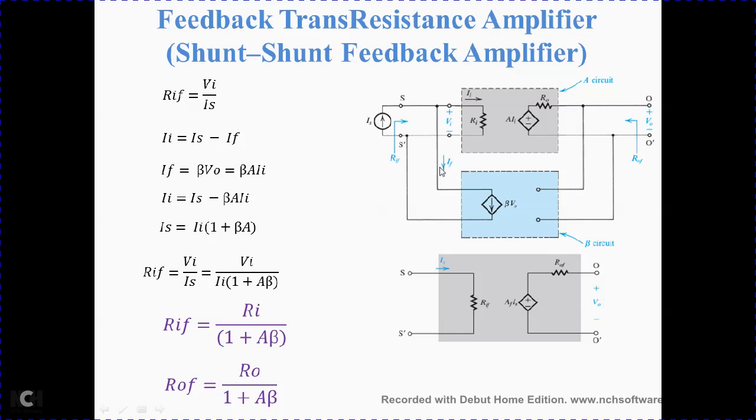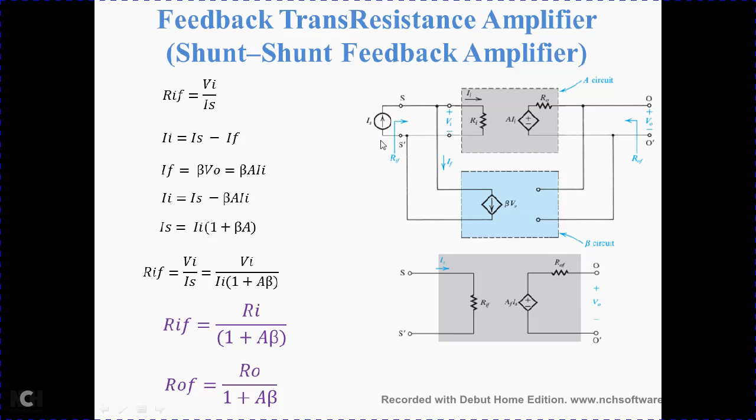IF here is the feedback current, which is our feedback signal, equal to beta times V naught. Here the dependent source is A into II, because it is a current source, so you need to take II here instead of VI. So anyway, RIF is nothing but VI divided by IS.